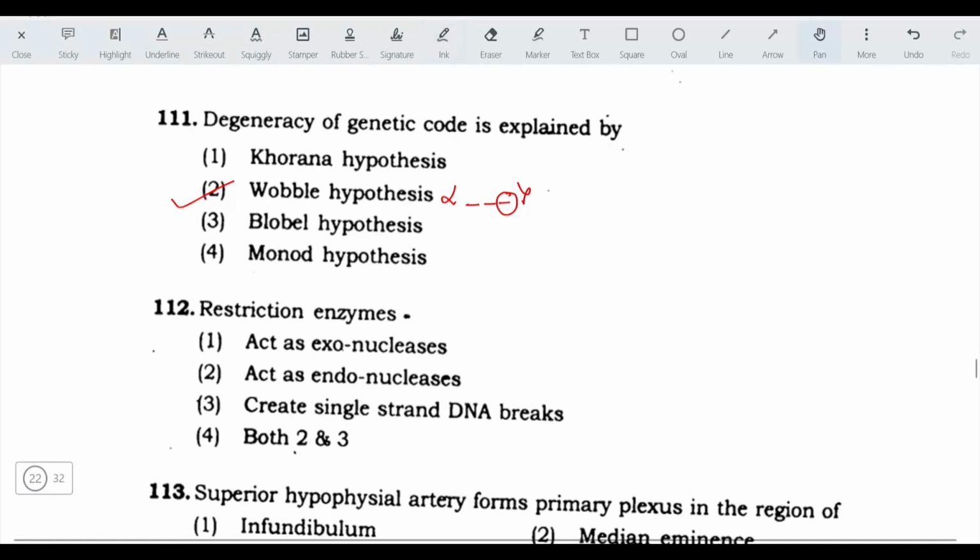Okay. This question, restriction enzymes act as, the answer is both. They act as endonucleases as well as they create single strand DNA breaks. Okay, right? Restriction enzymes are used to cleave or cut DNA.